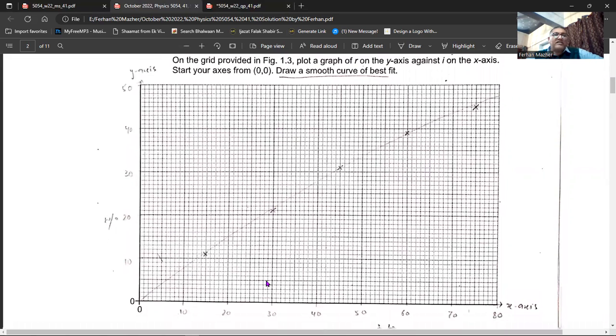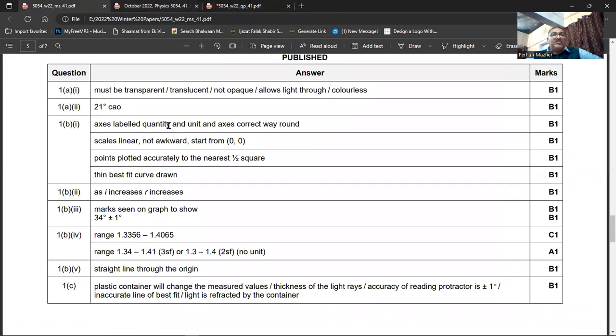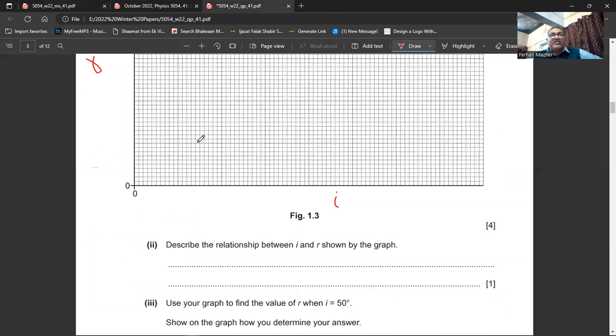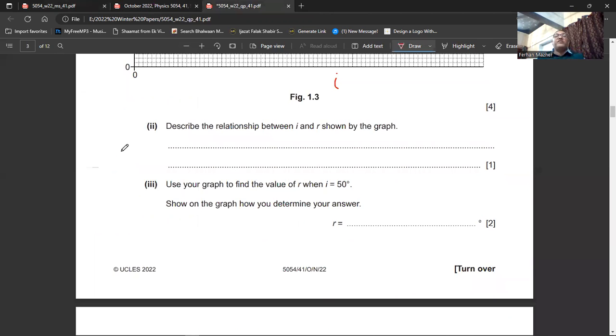I hope you can draw this. Okay, this is the marking scheme, and you can pause the video. You can take your time with this. Then their question is, describe the relationship between I and R shown by the graph.